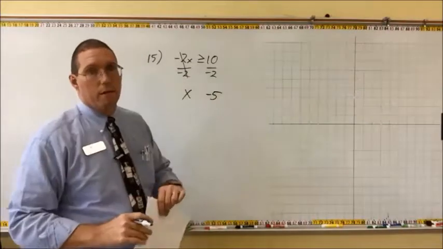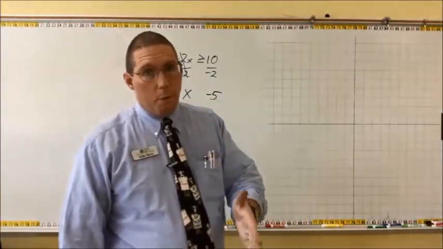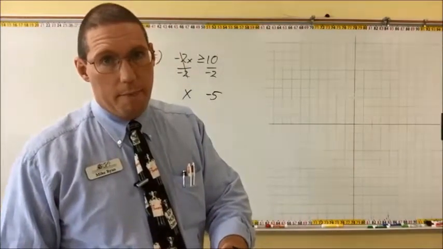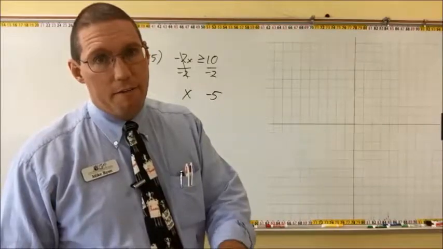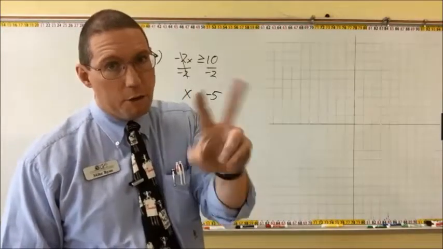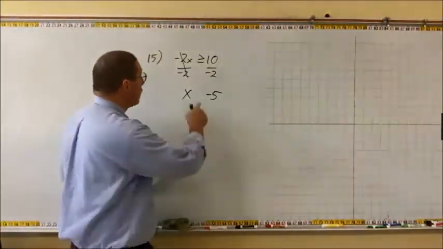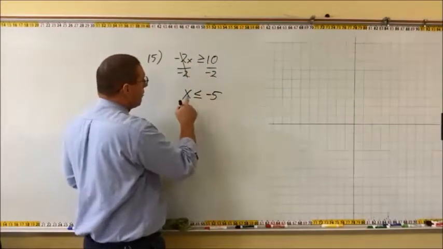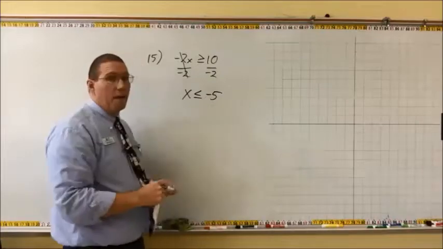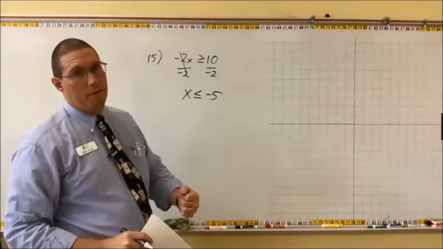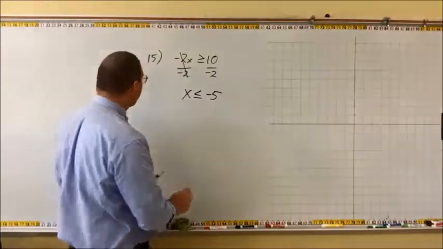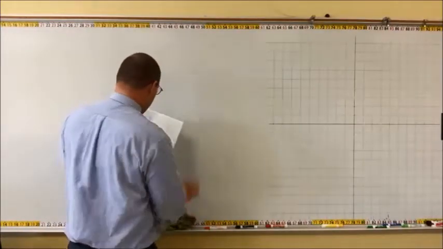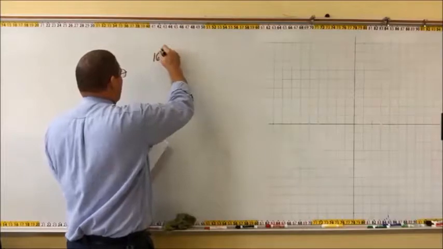Hang on a second. There's a rule when dealing with inequalities algebraically that when you divide by a negative number, you have to flip the inequality sign. So this inequality sign has to flip around. So instead of x is greater than or equal to negative 5, it's x is less than or equal to negative 5. Okay? That's all we have for number 15. Right. Let's try number 16.